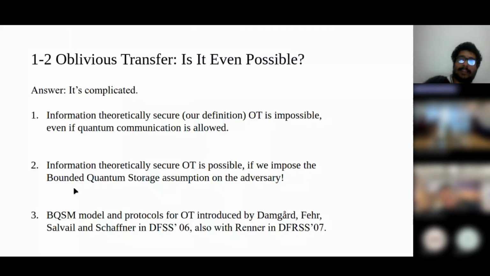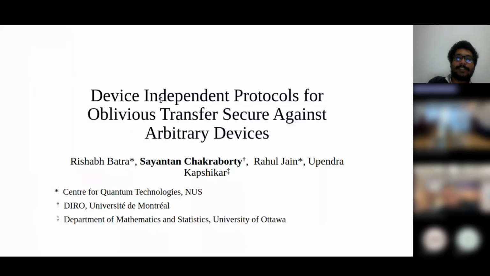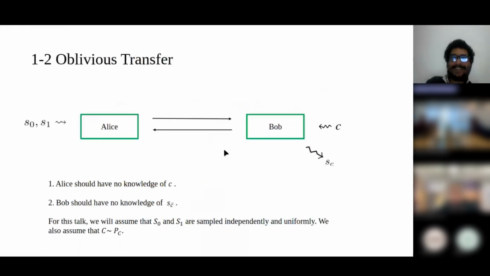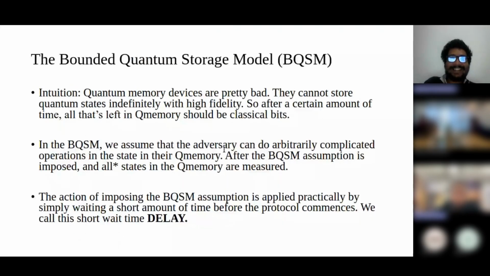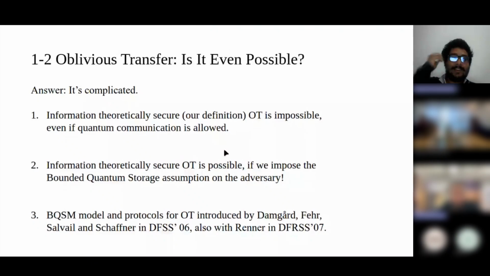So the goal of the talk is basically to explain each of these terms one by one. Right. Sorry for the interruption. No, no, no, no problem. Carry on.